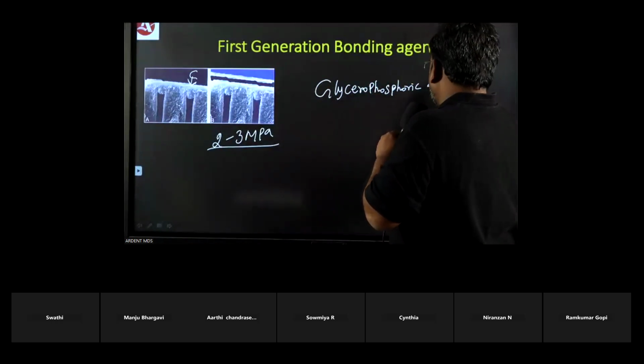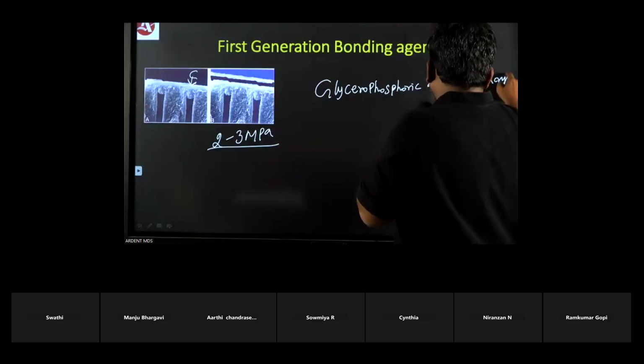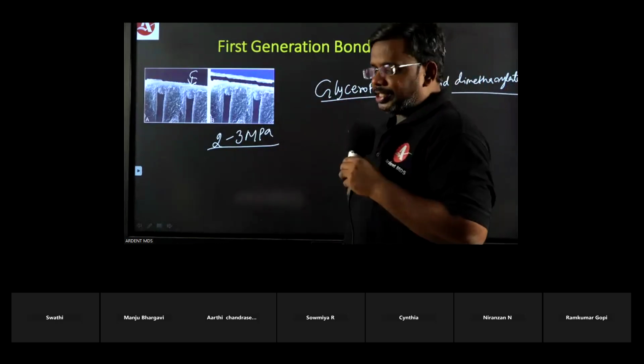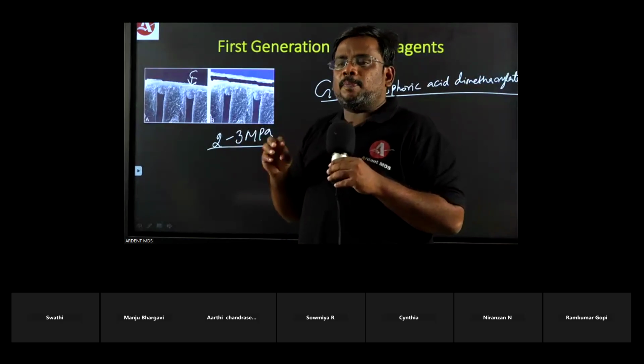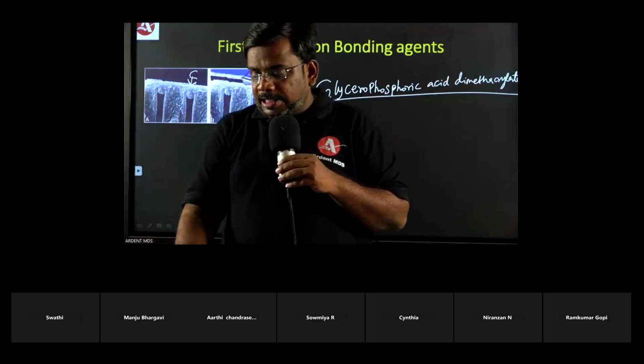Glycerophosphoric acid dimethacrylate. This is what was used as a bonding agent in the first generation. I'll just repeat one more time: glycerophosphoric acid dimethacrylate. So, coming to the second generation.